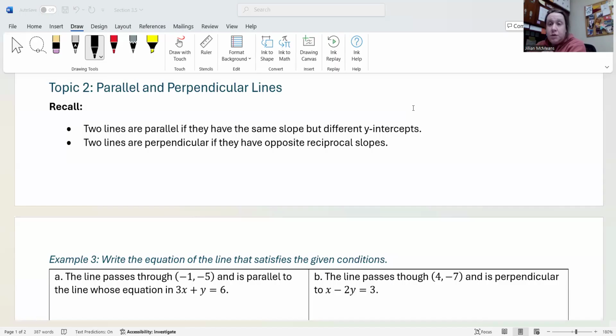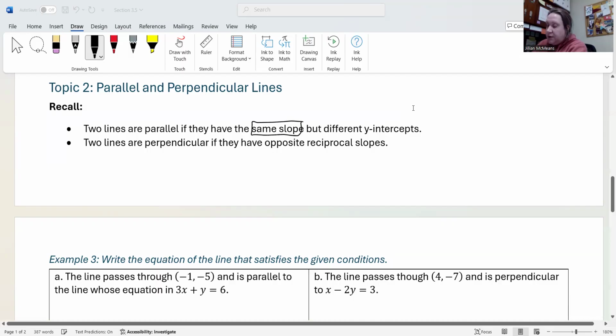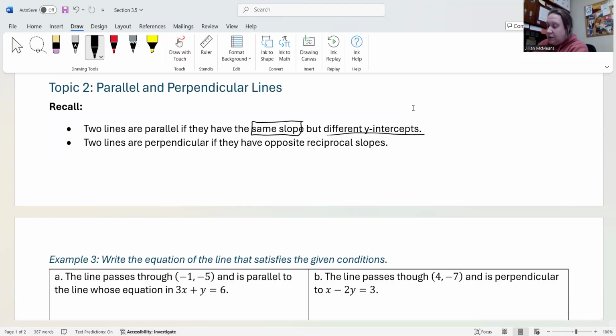Now that we know how to use the point slope formula to find the equation of a line, let's see how we can apply that to parallel and perpendicular lines. Please recall that two lines are parallel if they have the same slope, but different y-intercepts. Two lines are perpendicular if they have opposite reciprocal slopes. We need to remember that in order to do what we're going to do for example 3.